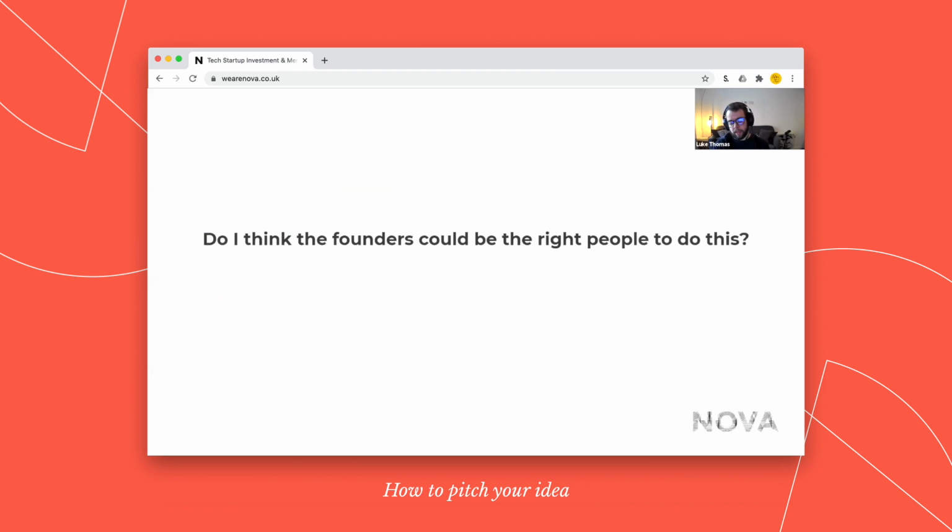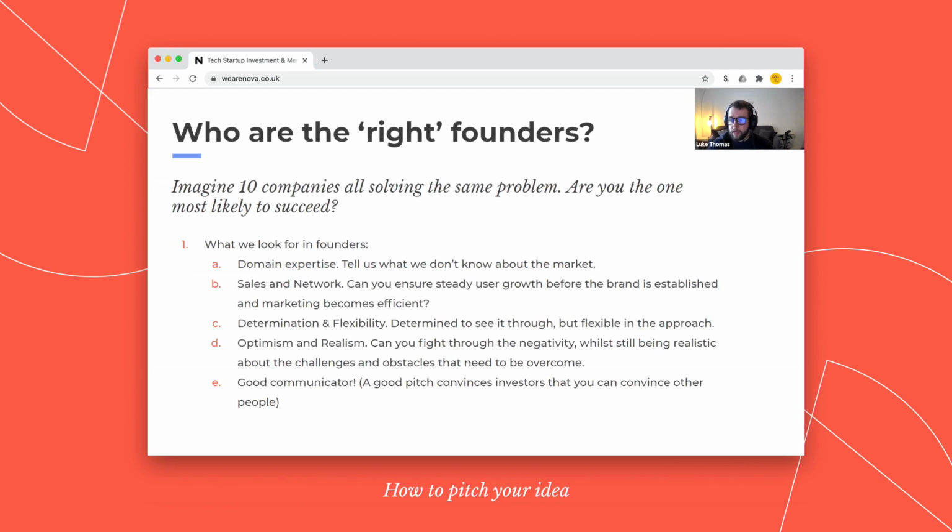And finally, let's assume that you've explained the idea correctly and we're excited about the idea. The last question we need to ask ourselves is, do we think the founders are the right people to execute the idea? And this is your chance to show why you're the 1 in 10 people who could do this. What do we look for in founders? And what are the things you should try to get across in your pitch? Domain expertise, we've been through already. Show us that you know the market better than anyone and that you know what the customers need. Do this by showing your job history, your connection to the market, your passion for it, and the work you've done already to start building this company.